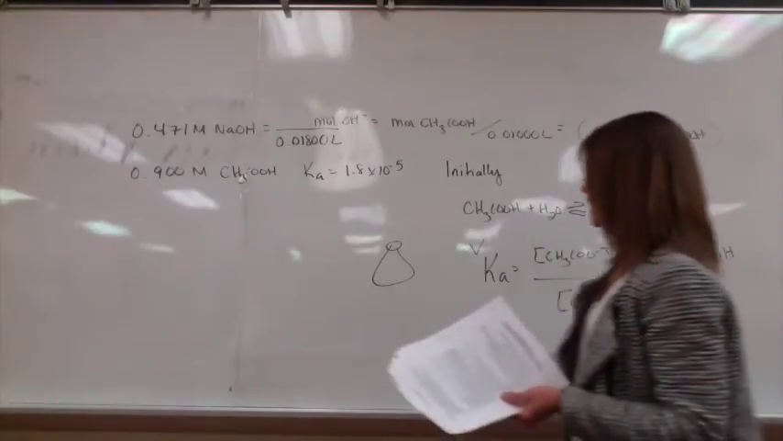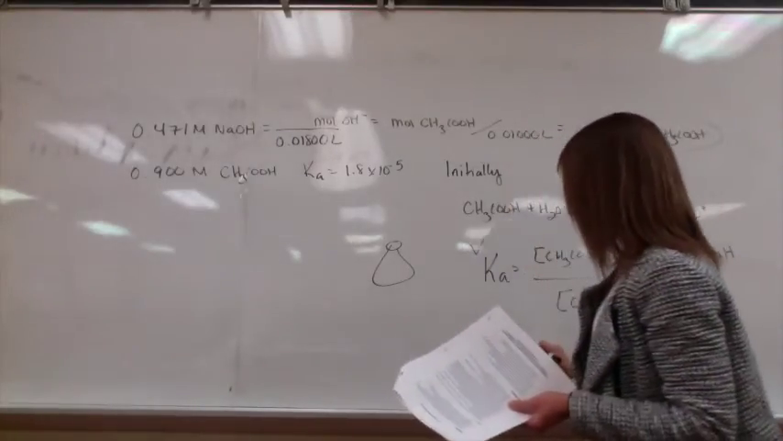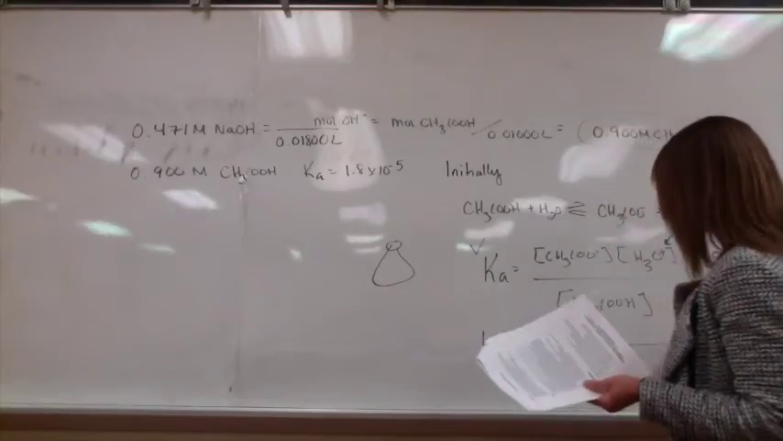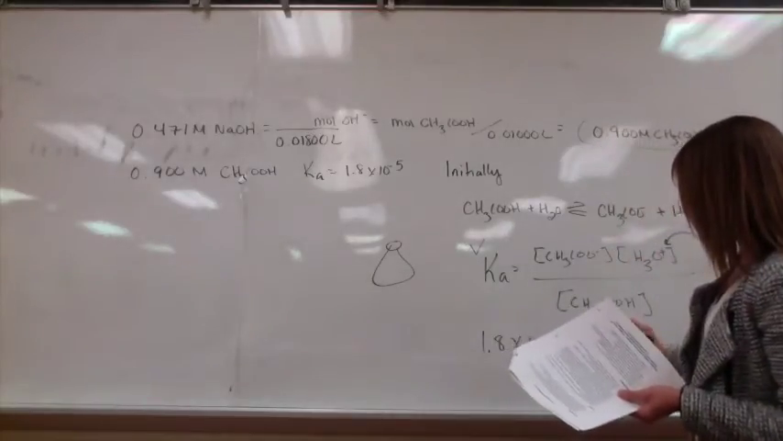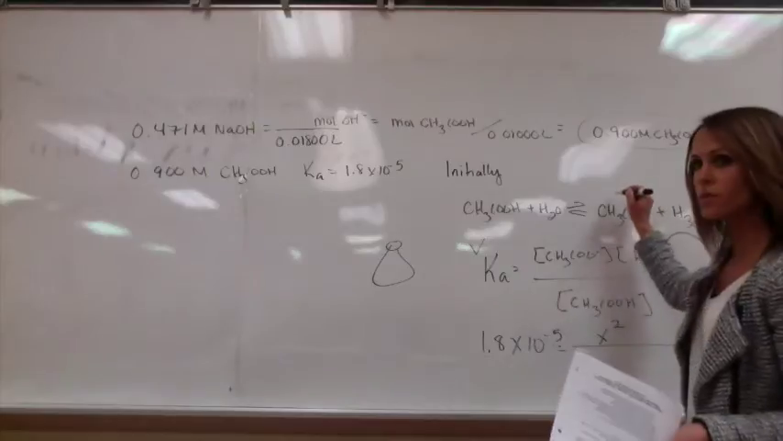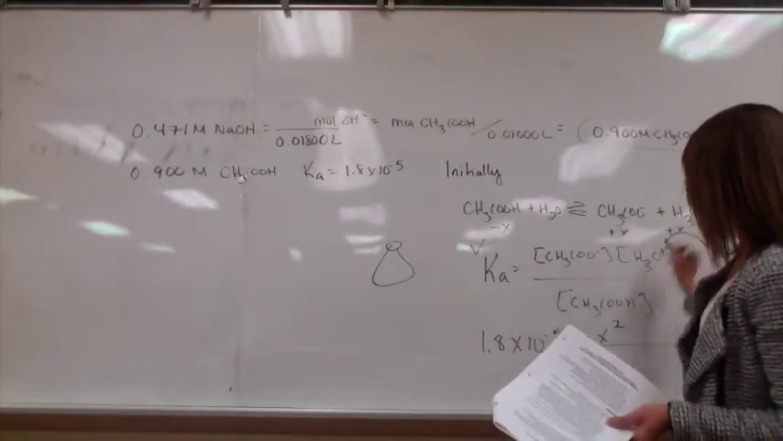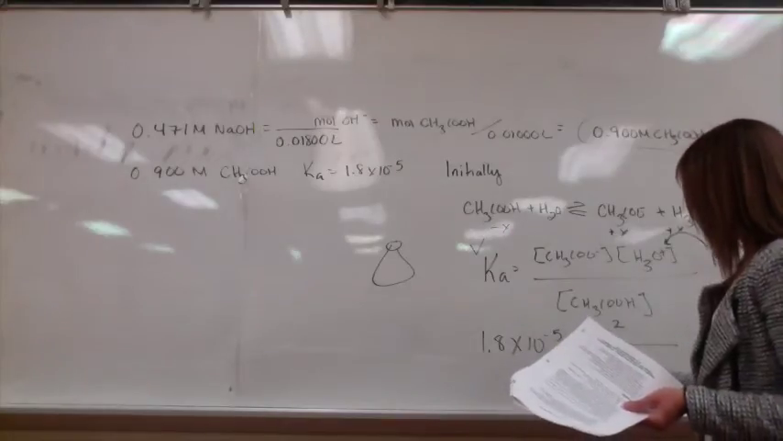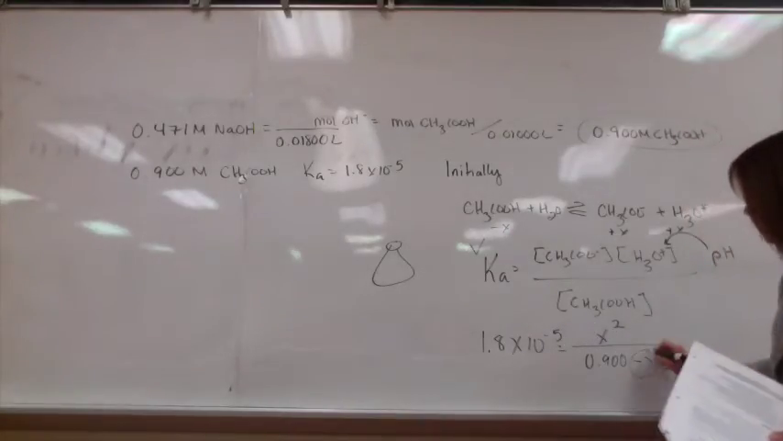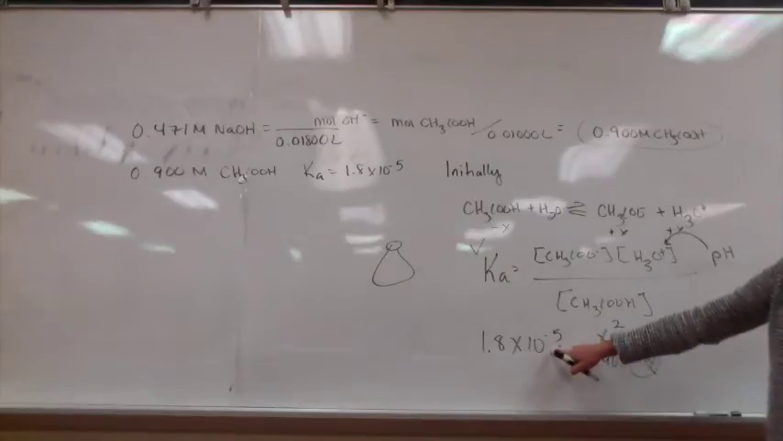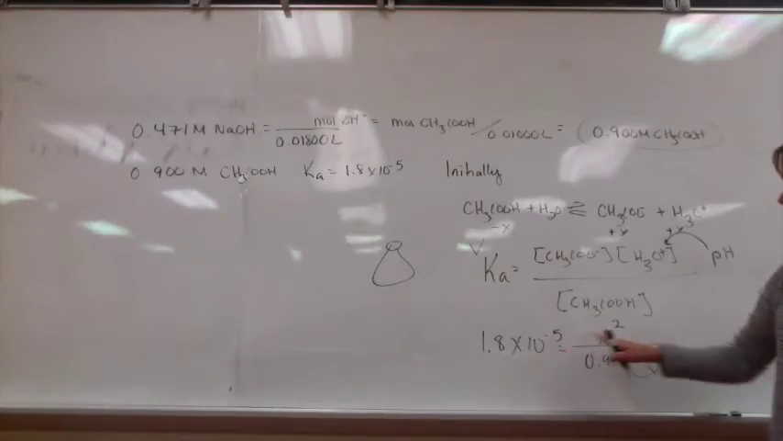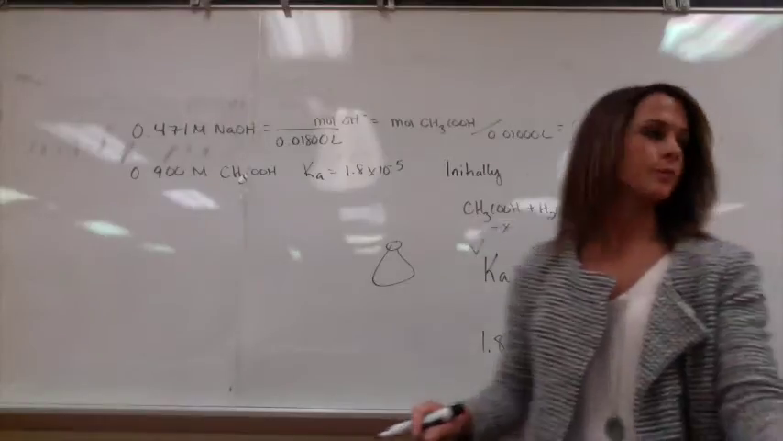Now I'm going to take my Ka value, 1.8 times 10 to the negative 5th, and that's going to be equal to x squared, because they dissociate into the same amounts, right? This goes down by x, this goes up by x, so this is 0.900 minus x. I'm going to cross that x out because it is less than 10 to the negative 4th, and I'm going to solve for my x squared value.